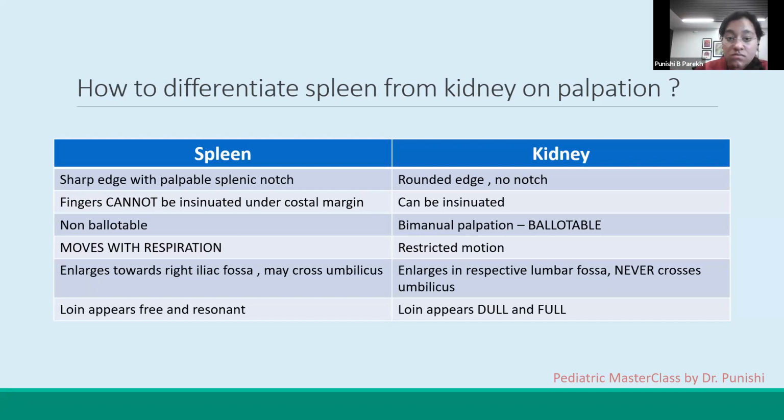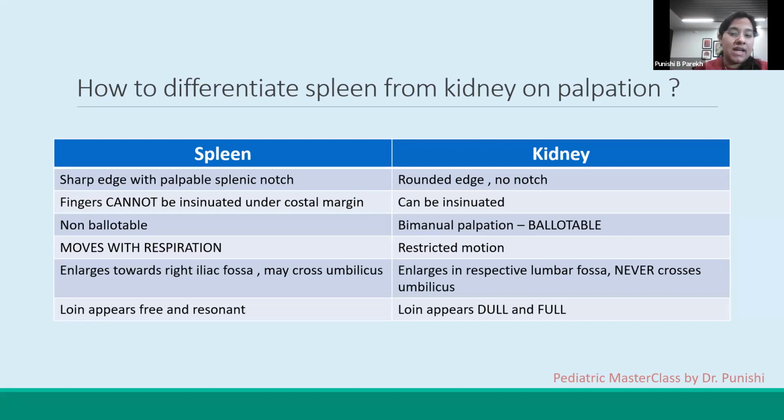On bimanual palpation, kidneys are going to be ballotable. It doesn't move with respiration because it's a retroperitoneal structure. It enlarges in the respective lumbar fossa, so it's not going to cross the umbilicus. It's not going to go from one side of the body to the other. And on percussion, your loin appears dull and full because that's where your enlarged kidney is sitting. So that's how you differentiate kidney and spleen on palpation.